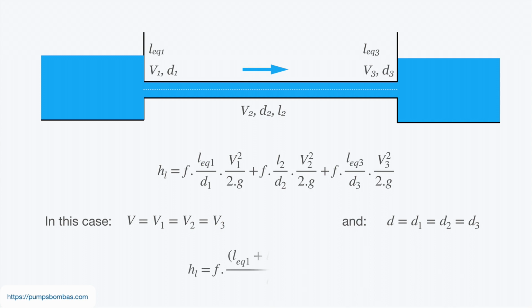It's good to see the equation in this way, although we cannot always do this, but the practical meaning of this method is what I want to show you now. As you can see, the head losses are equal to the friction factor multiplied by the total length, including the equivalent length of the accessories. I mean the sum of L equivalent 1 plus the straight pipe length plus L equivalent 3, divided by diameter and multiplied by kinetic energy.